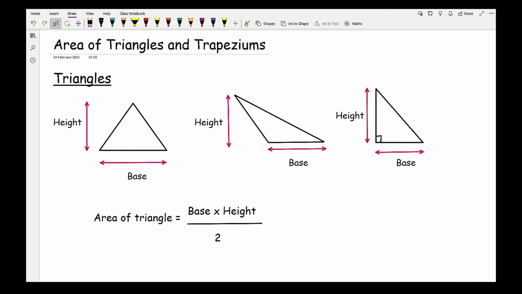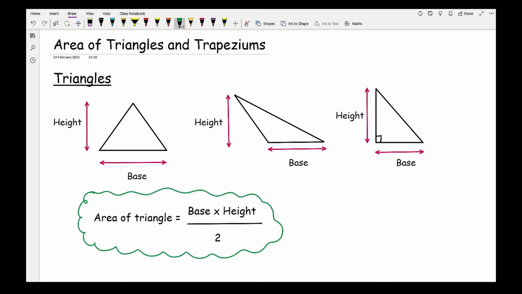So the formula for the area of a triangle can be written as the base times the height divided by 2. And this is definitely something that is worth making a general note of. Now, sometimes you might find that the area of a triangle can be written as a half times base times the height, which again is entirely up to you. But I would say that base times height divided by 2 rolls off the tongue just that little bit better.